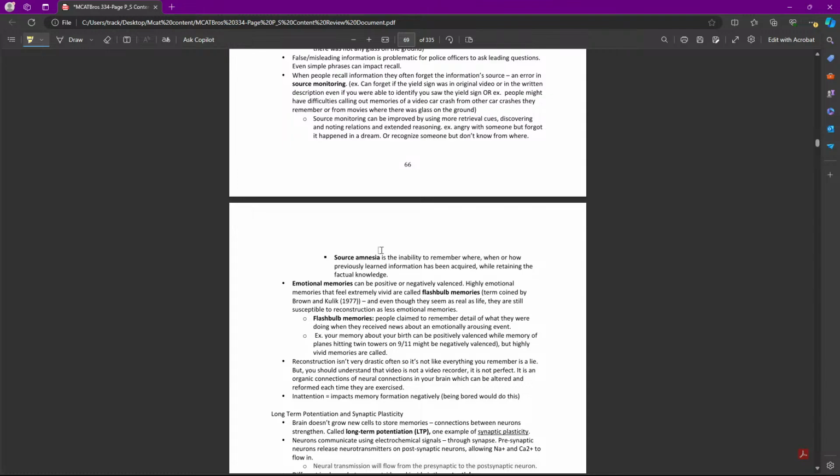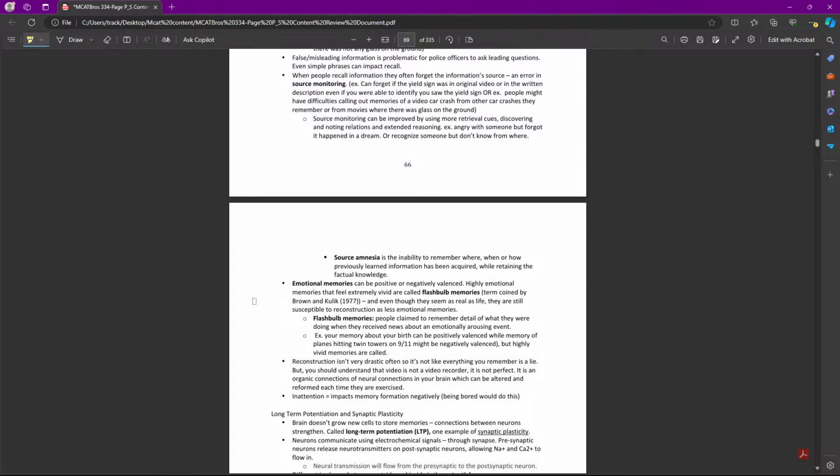Source amnesia is the inability to remember where or when previously learned information was acquired, while retaining the factual knowledge. So, source amnesia could be like you don't remember where you learned how to ride a horse, but you have that knowledge. Or you don't remember where you learned to ride a bike, but you still know how.